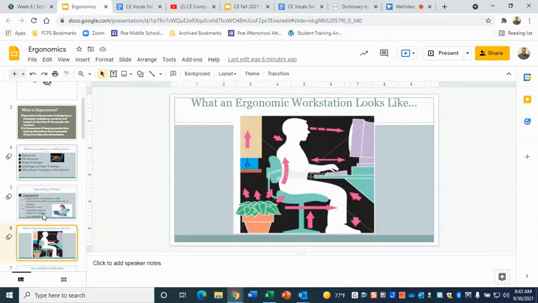And this is what an ergonomic workstation looks like. The things I want you to really keep in mind is I want you to see how the arms are straight, the back is straight, and if possible, you want to try to make sure you're eye level with your monitor. Look at the way the posture is sitting up straight, feet are flat on the floor, and that's what it should look like if possible.